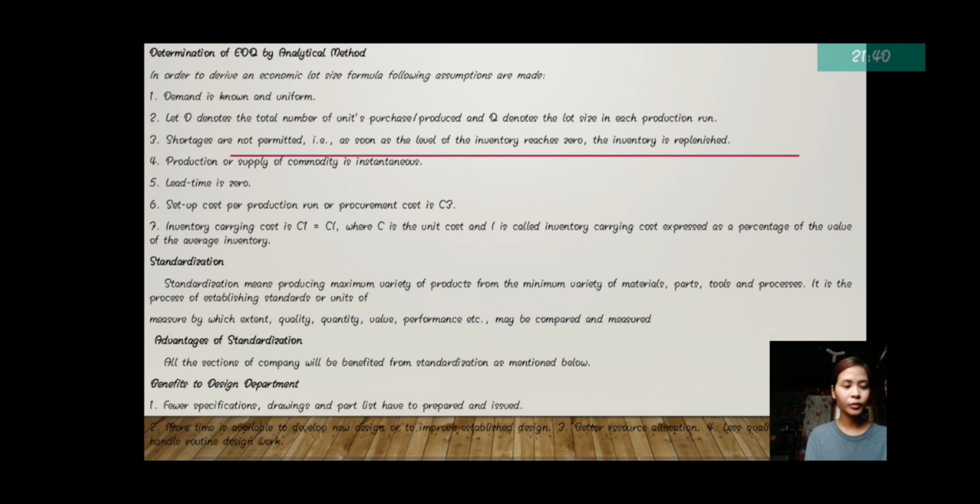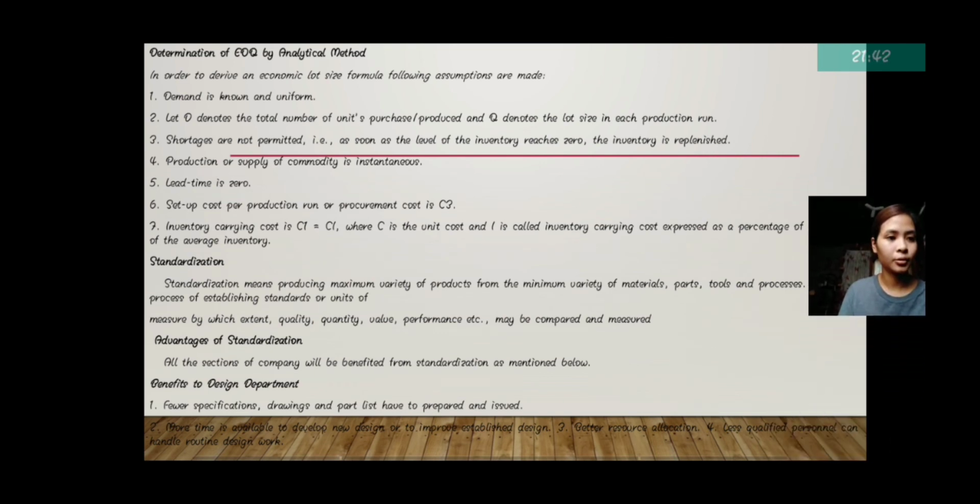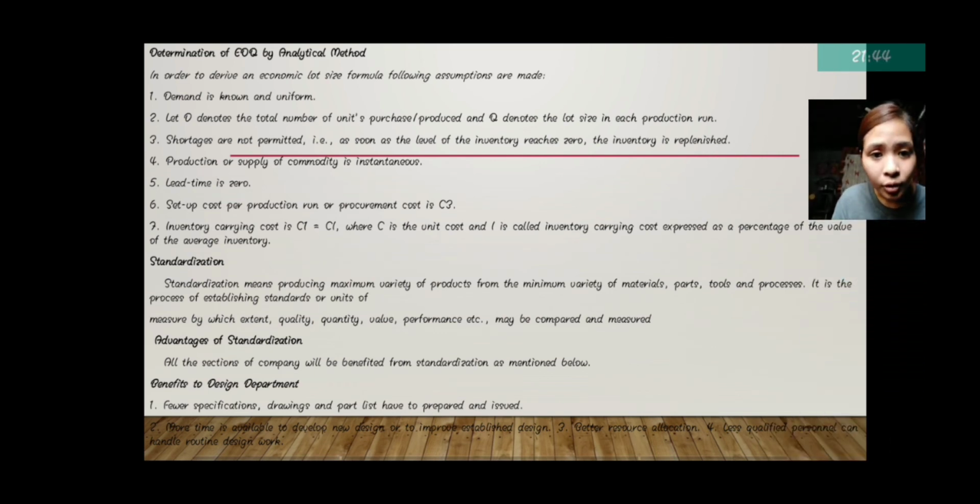The second is that more time is available to develop new designs or to improve established designs. The third is better source allocation. The fourth is that less qualified personnel can handle routine design work.